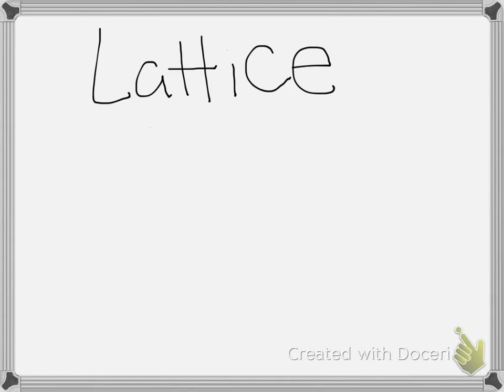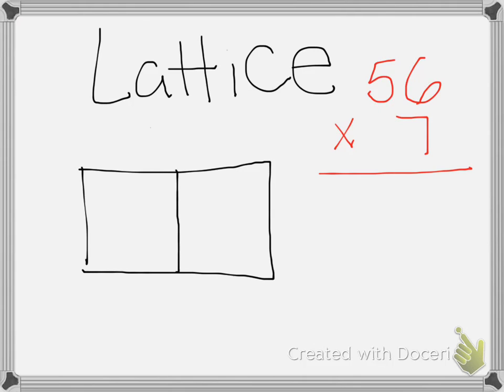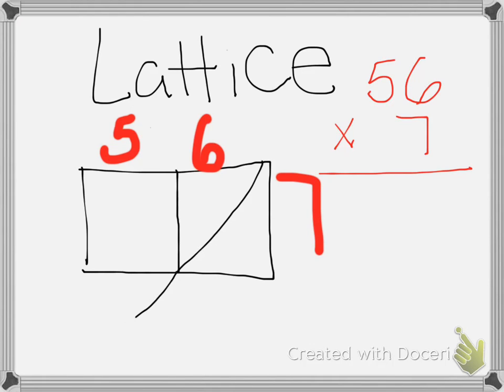So lattice, we have our box, and we split it up when we have the numbers. So let's say our problem is, we're going to do 56 times 7 on all of these just so we can see the different way. So if I have my lattice, I split it into 2, and I write my 56 and my 7. Now I have to split them down diagonally too.